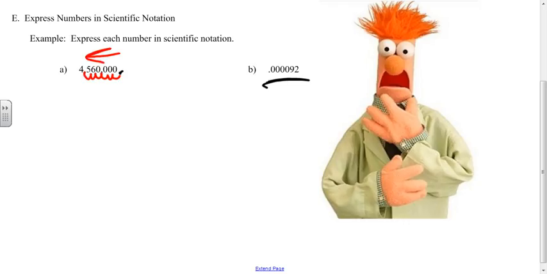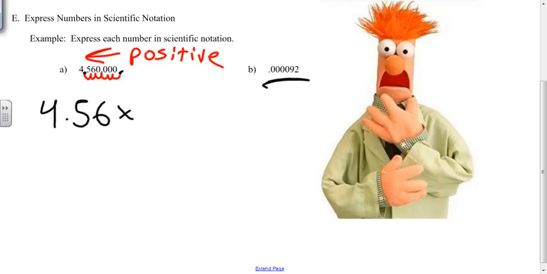So when you move it to the left, we have to multiply by 10 to a positive value. So our new number then, once our decimal point is over here, would be 4.56, and we need to multiply that by, since we went over 6 times, 10 to the positive 6. So we would write 4,560,000 as 4.56 times 10 to the 6th.